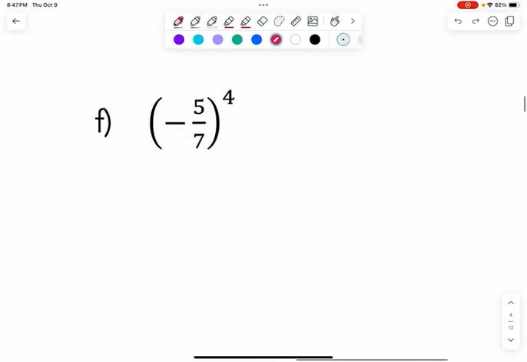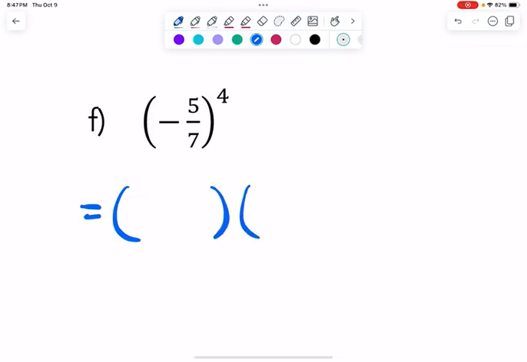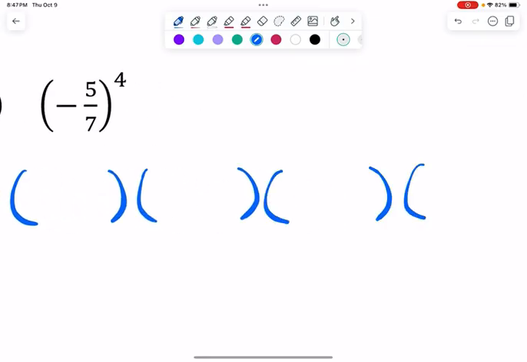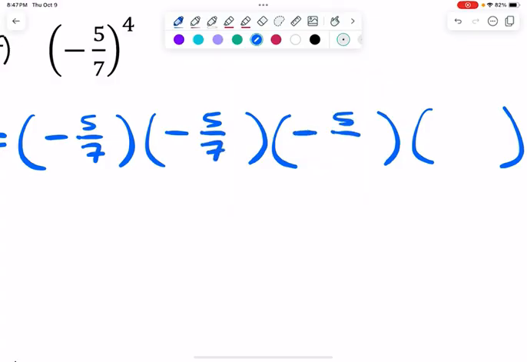Over here, whoa, we got fractions involved, but still, this exponent of 4 is just applying to some brackets. So this is equal to some brackets times some brackets times some brackets times some brackets, those brackets 4 times. Those brackets just happen to contain whatever this fraction is, which is negative 5 over 7, each and every time. So that is us expressing some given expressions in repeated multiplication form.